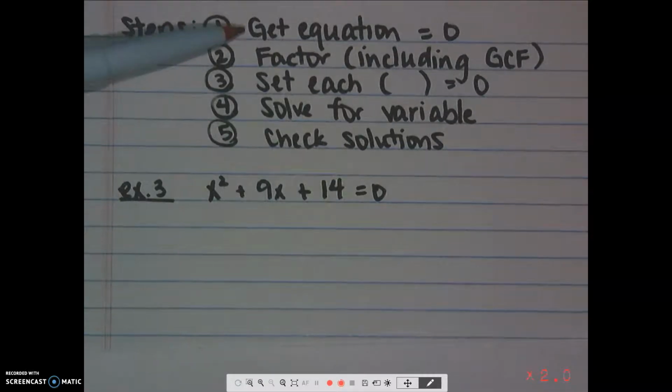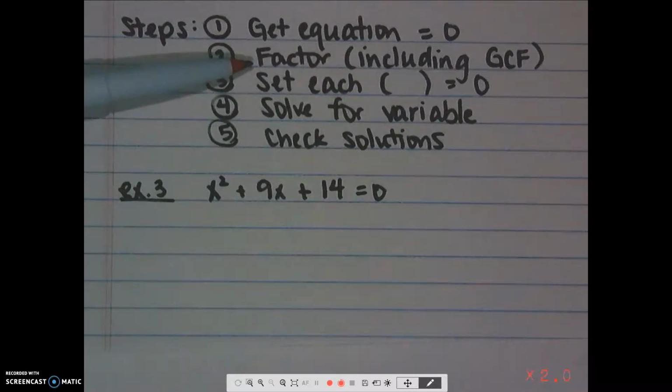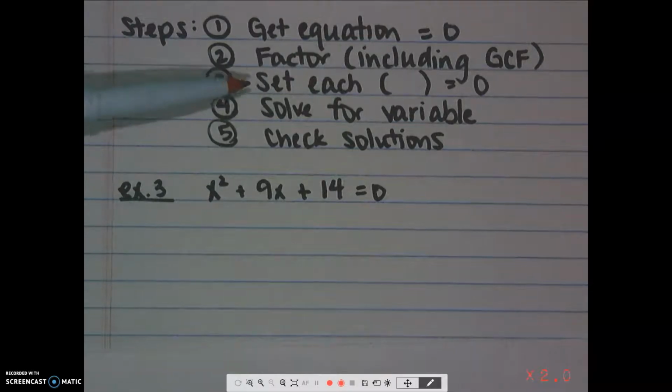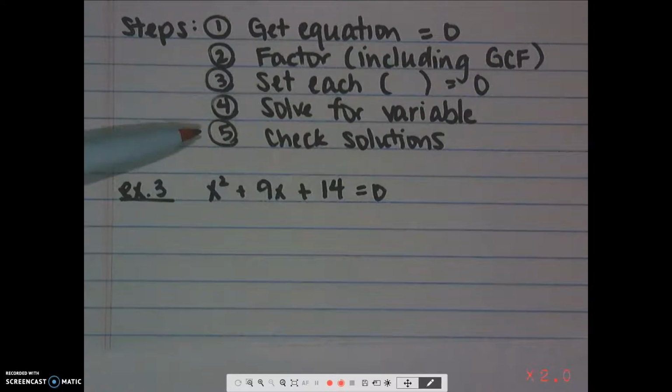So we need to make sure that the equation is equal to 0, or else we can't factor it. We're going to factor it completely for the second step, including the GCF. And then it looks exactly the same that we just did. So we're going to set each parenthesis equal to 0. We're going to solve for that variable, whatever it is, and then we're going to check our solutions, whether that means that we're physically writing something down to check them, or we're just plugging it back into the calculator.